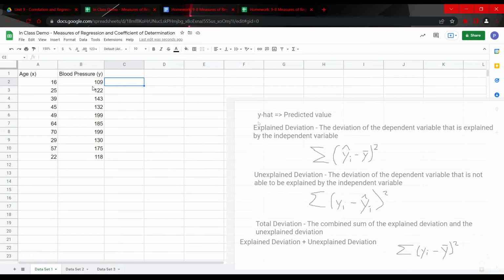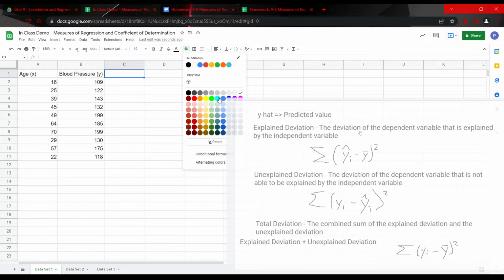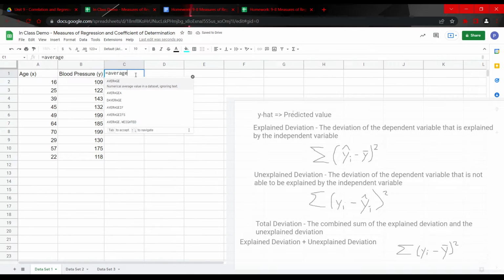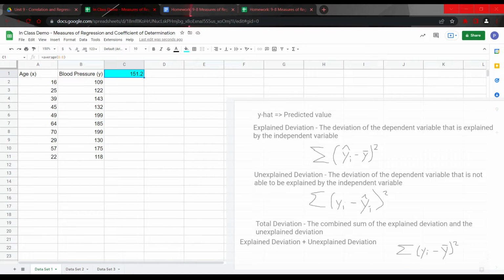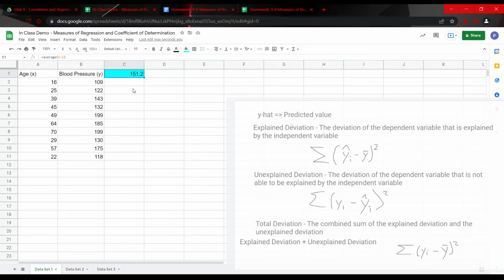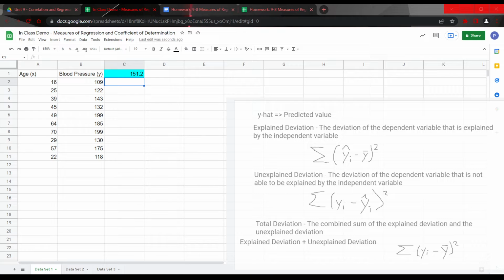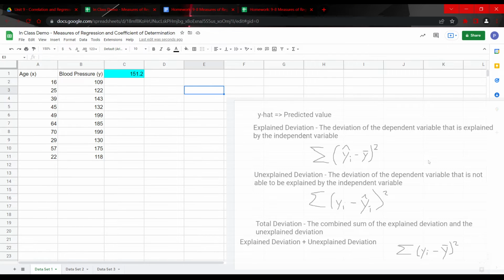And so first, let's find the average of my y's. And I'm going to put that up here. I'm going to highlight this in blue. This equals the average of my y's. So my average blood pressure that I have is 151.2. This is my y bar. Next, I need to find all of my y hats, my predicted values. Now, what I could do is use the slope and y-intercept.